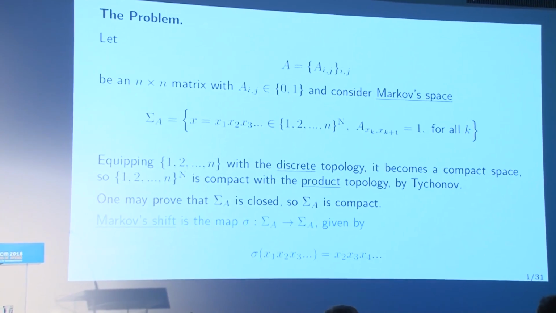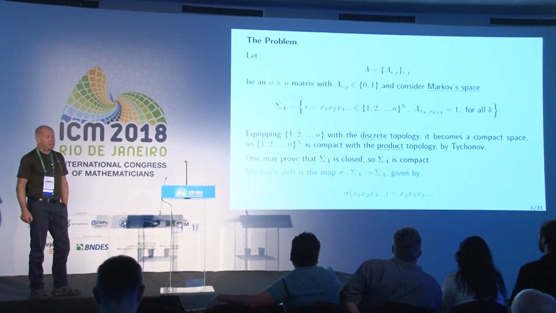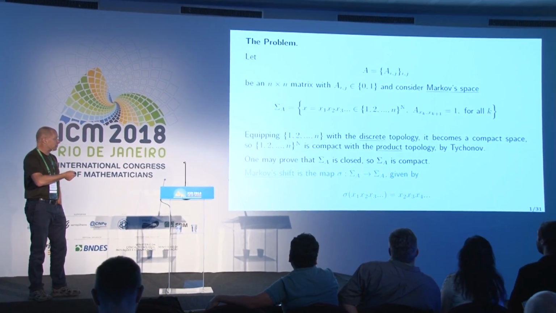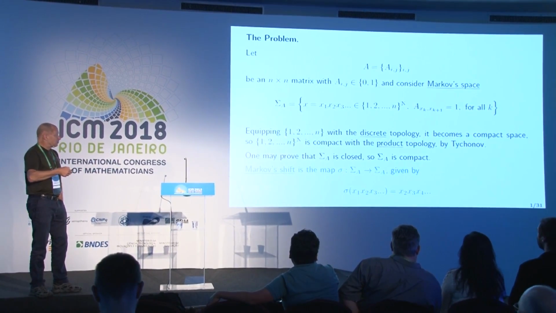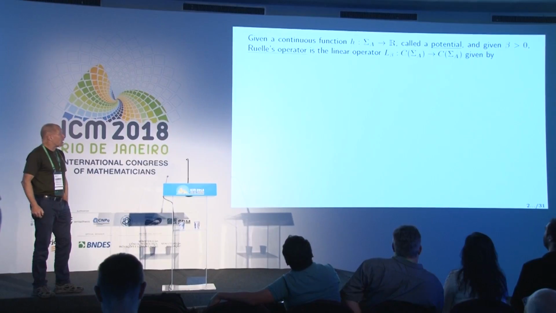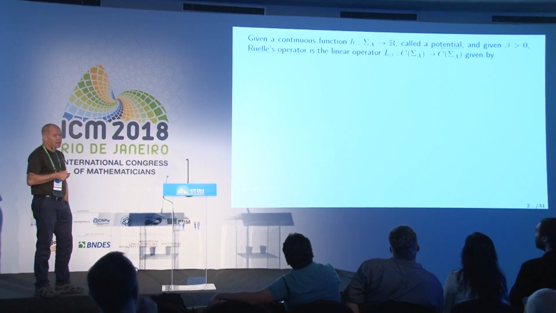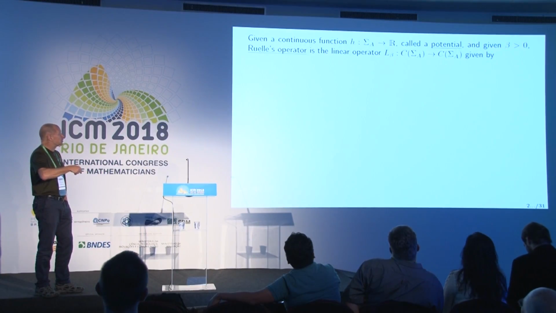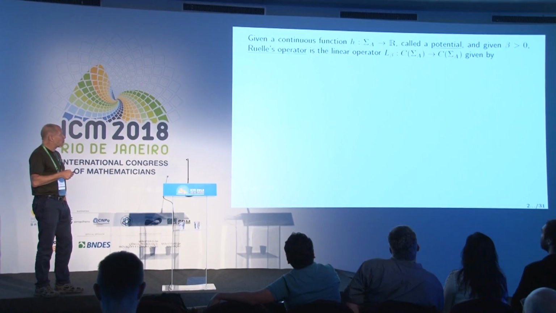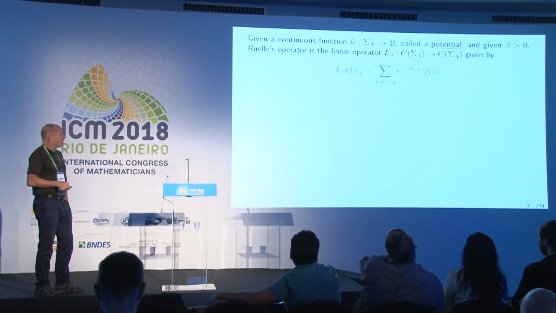The Markov shift is a well-known map on the space, which is very important from the dynamical systems point of view, and it's simply the map that takes an infinite word and deletes the first letter from the word. Now, if we take a continuous function h on Markov space, this is usually viewed as a potential, and if we're given a positive number beta, which is viewed as an inverse temperature, then we can define a Ruelle operator on the space of continuous functions on Markov space by that formula.